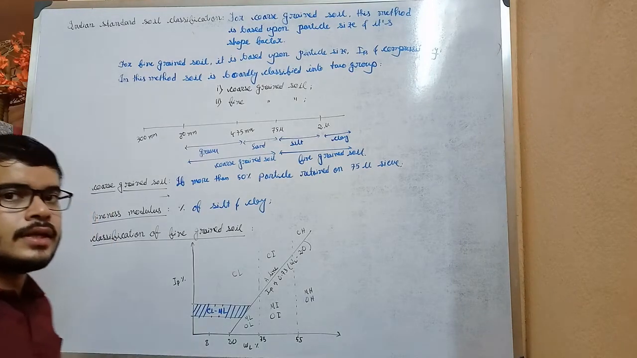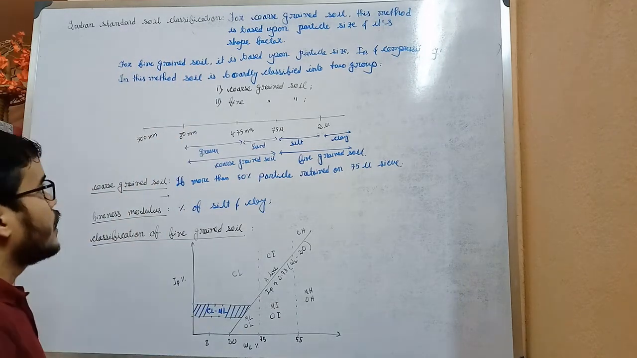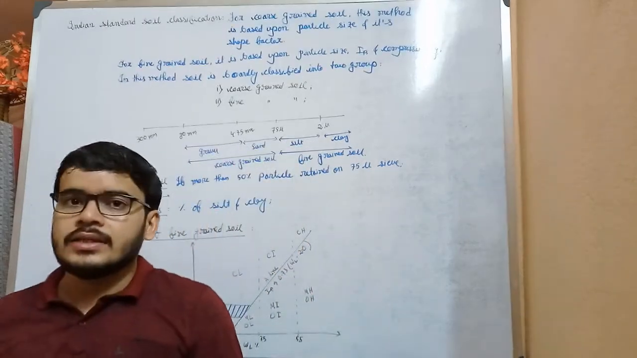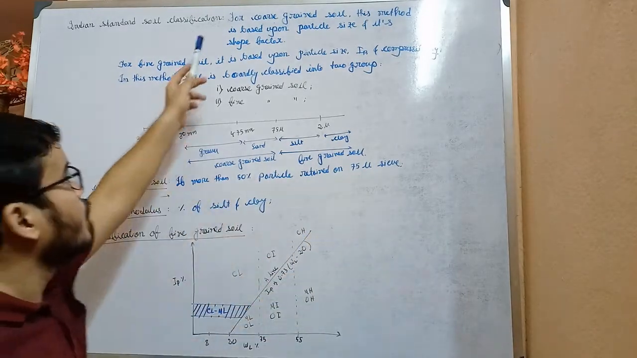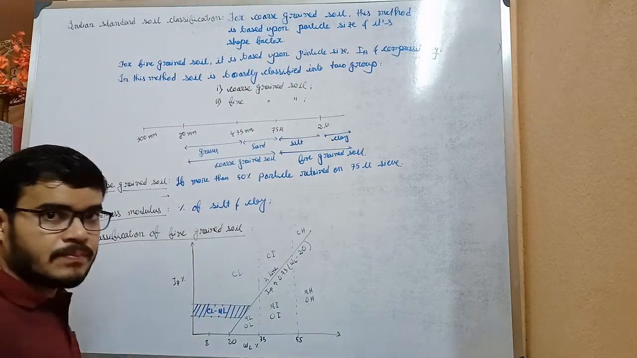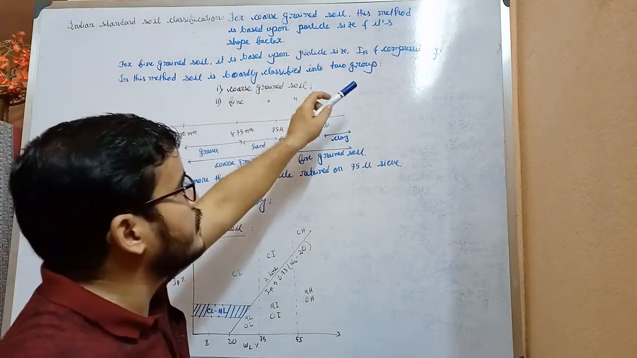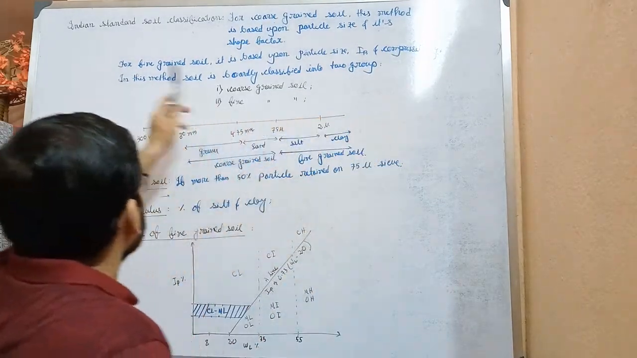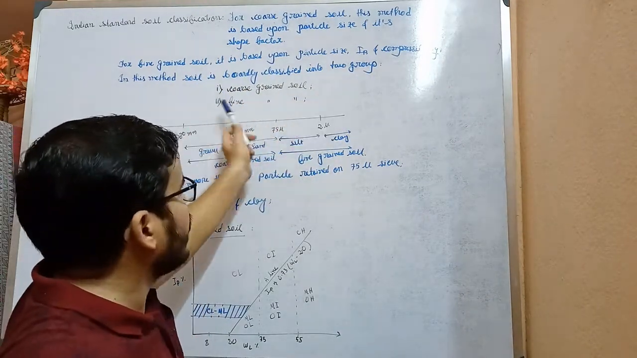Now Indian soil classification, Indian standard soil classification. Okay, and we already know from our lecture 5, that soil has coarse grained soil and fine grained soil. For coarse grained soil, this method is based upon particle size and its shape factor. Okay, and for fine grained soil, it is based upon particle size, plasticity index IP and compressibility. In this method, soil is broadly classified into two groups: coarse grained soil and fine grained soil.